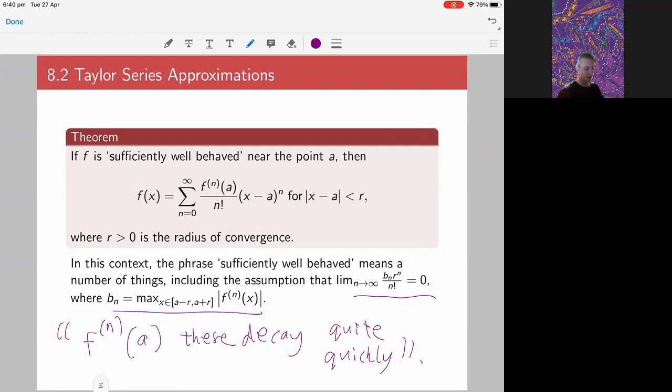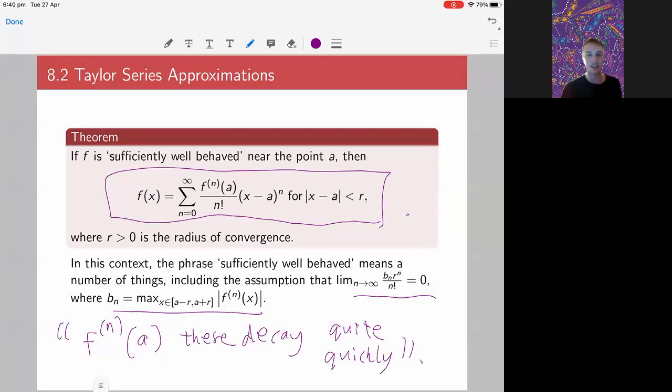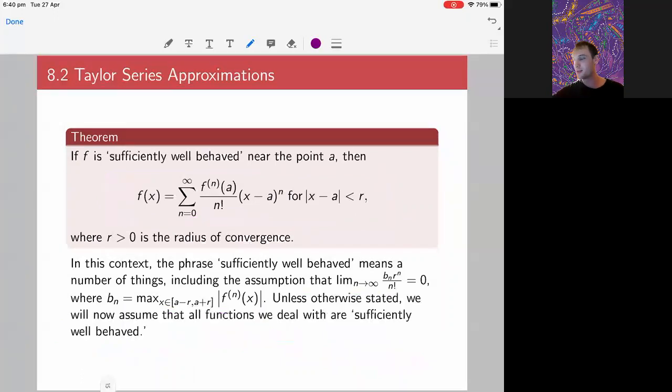But basically what's so great about this course is that we're more or less going to assume from now on that all of the functions we're ever going to deal with are sufficiently well behaved. So that justifies our use of this theorem here. So for all of the functions we deal with, we are going to have this really nice expression. Okay, what can we do with this? Unless we specifically tell you otherwise, all of the functions we're going to play with from now on are going to be sufficiently well behaved so that this theorem applies.